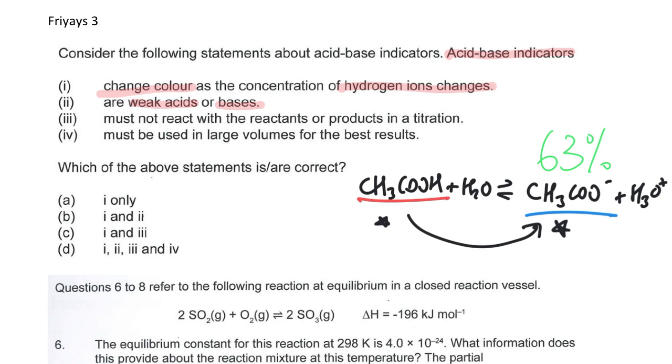All right, okay, the idea that it must not react with the reactants is not true, because the change in concentration of the hydrogen ions will affect the concentrations of the other things, because they react with it. And then they must be used in large volumes. That's not right, because you're only supposed to use a little bit of it, because it's going to change the outcome of your titration. Okay, so it's only 1 and 2. This is the answer. All right, so that's that one.